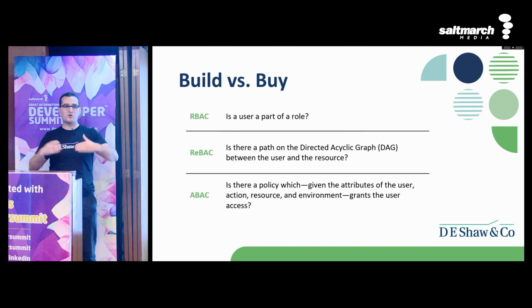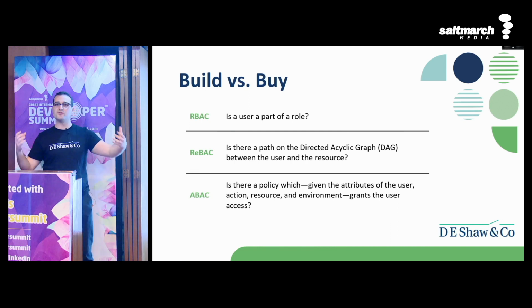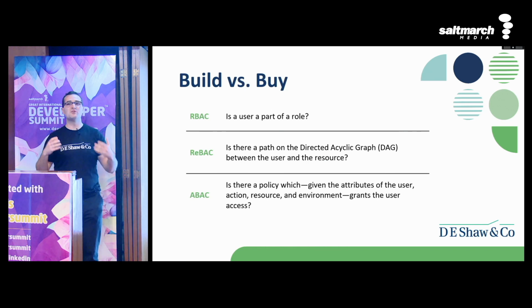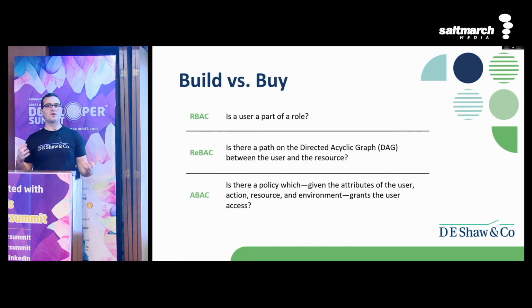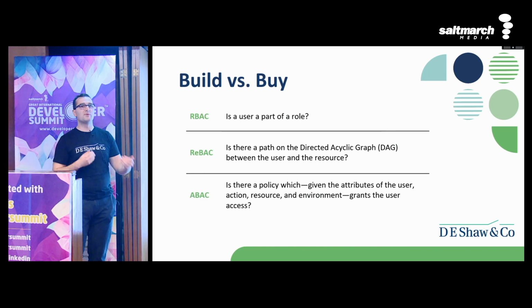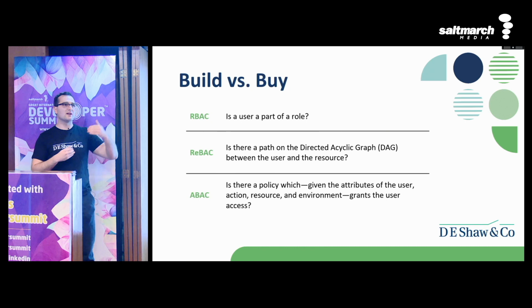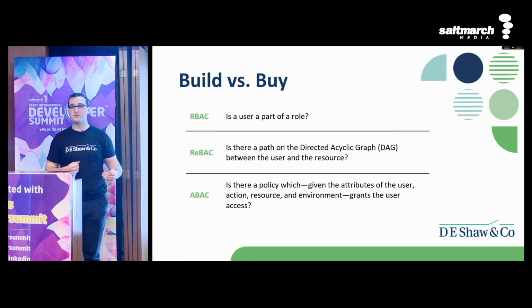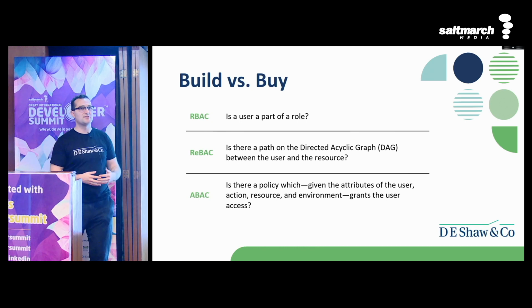But as you get more complexity, maybe you start wanting a hierarchy of roles, or maybe you want to have a permission-centric point of view rather than talking about roles. Then you start to want something a little bit more complicated, something like a relational-based access control system, or something like an attribute-based access control system.